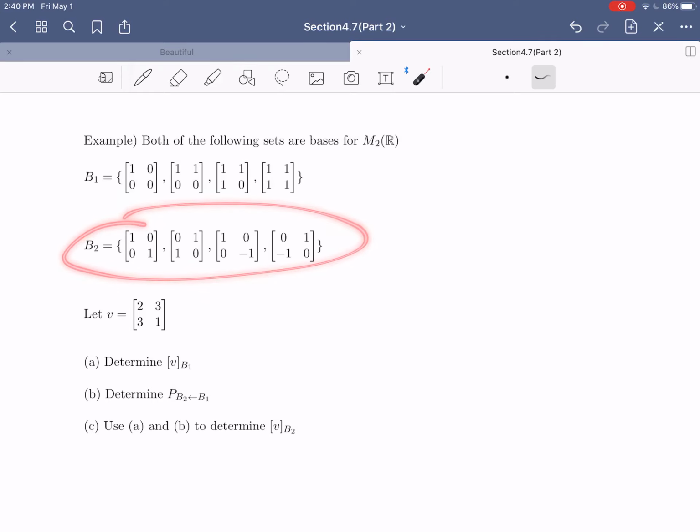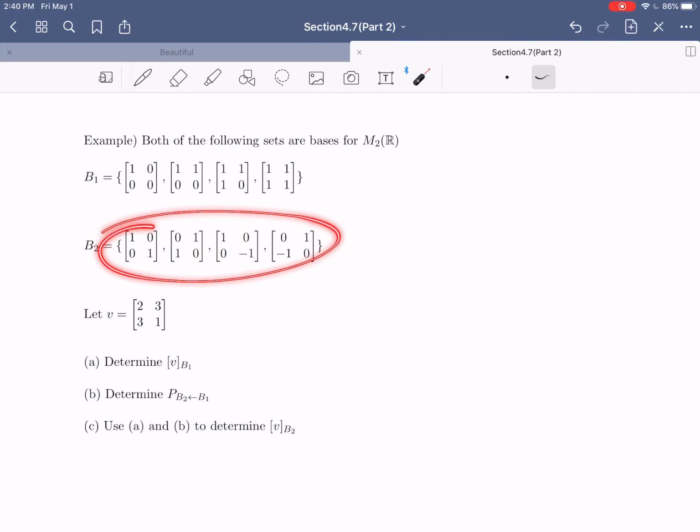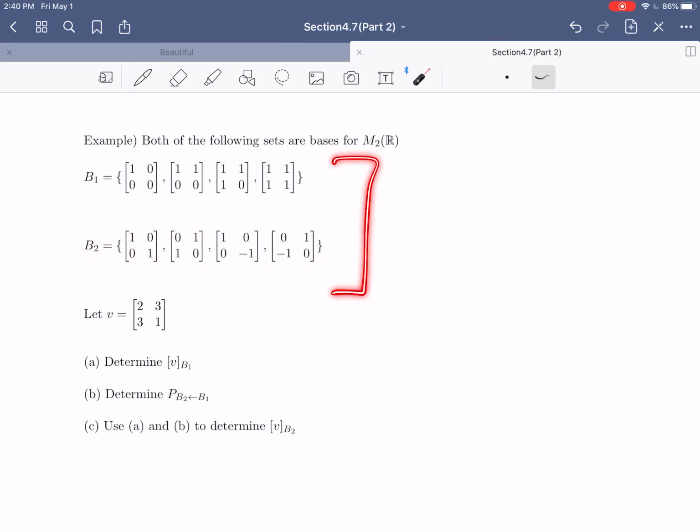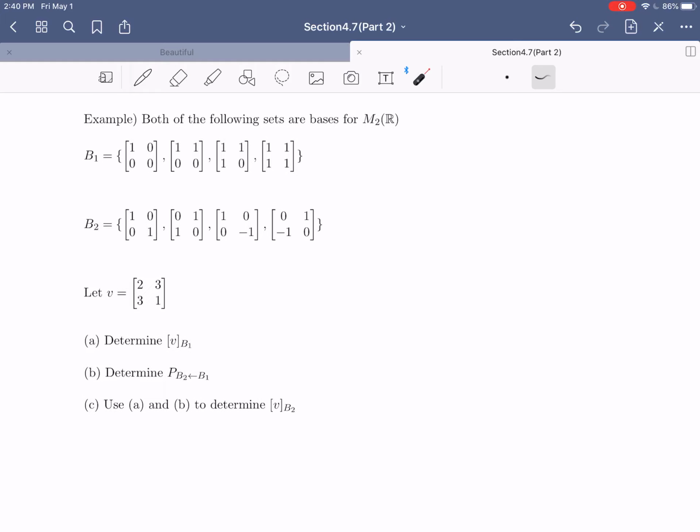And then our second basis is going to be this: 1, 0, 0, 1; 0, 1, 1, 0; 1, 0, 0, negative 1; and 0, 1, negative 1, 0. Once again, it has the right amount, but you should show, if you were doing this completely formally, that this also is a linearly independent set, which would guarantee that it is a basis for M2. Don't worry, though, both of these actually are bases. I'm just not taking the time to demonstrate their linear independence.